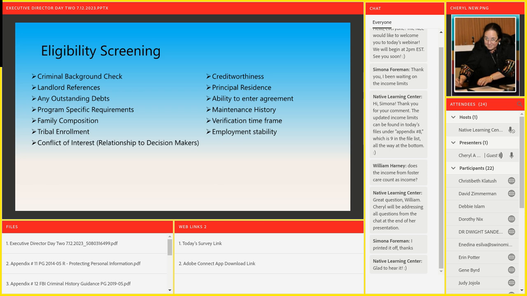Verification timeframes. You take that application package in, you deem them eligible. They have to be eligible at the day that you put them in the house. So if it's been anything over a month, run it again. Run everything again. The criminal background and their income, okay? Because they're going to look at that forever and ever. And then employment stability. Those are all things that you have to make sure that you're focusing on.